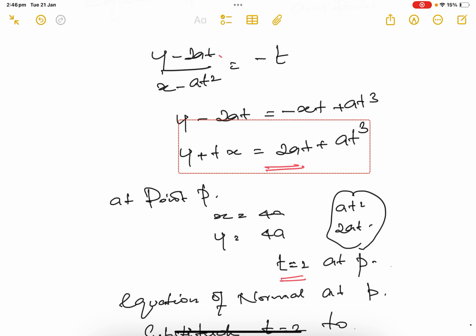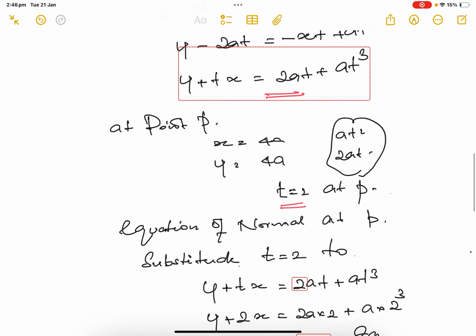Right, we have found the normal. This is a standard arbitrary equation. Any normal, at any point on the parabola, the equation of that normal is y plus tx and all. So it varies with the value of t. Where the t changes, the equation changes. But prior to that, we know at P, x equals 4a, y equals 2a. So if we could find the value of t, we found 2.